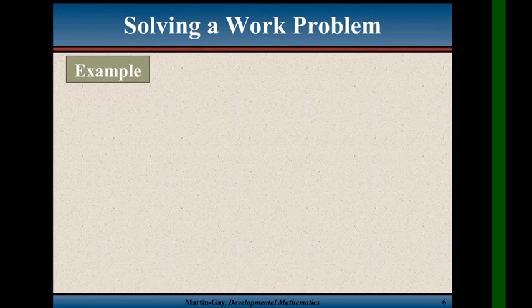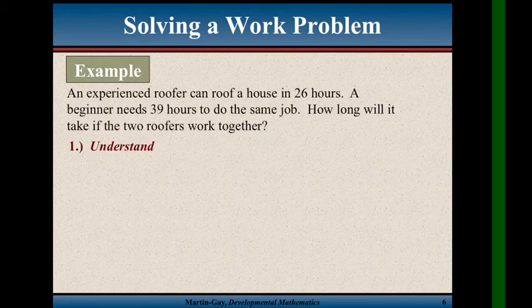So, we have another problem here. So, solving a work problem. So, we are still on the topic about solving a rational algebraic expression. So, we have an experienced roofer who can roof a house in 26 hours. A beginner needs 39 hours to do the job. How long will it take if the two roofers work together?